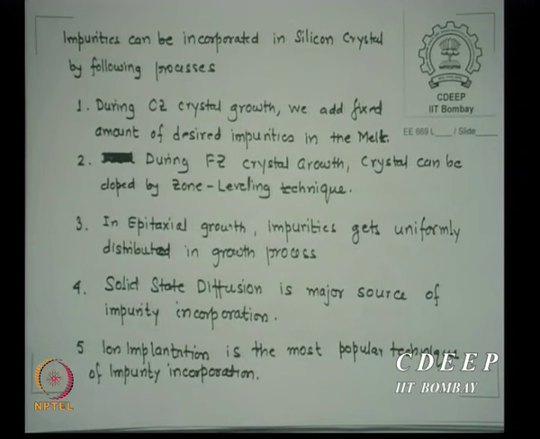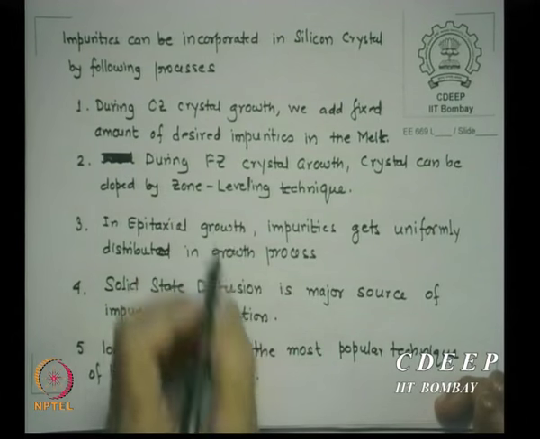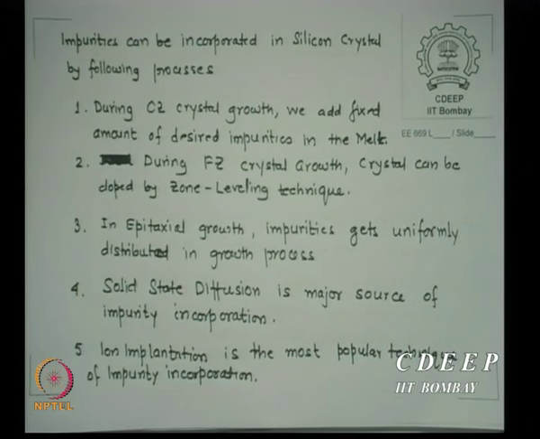There is another process which we will look into, called epitaxial growth. In epitaxial growth, impurities get uniformly distributed during the growth process itself. It is more like crystal growth, but it is slightly different.